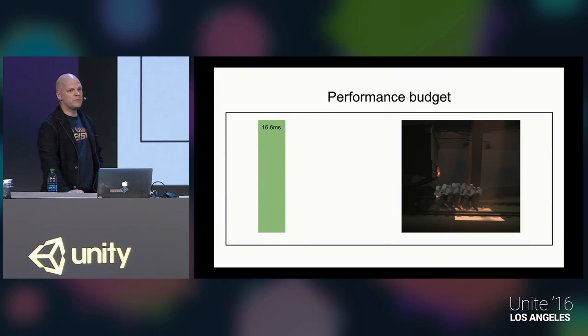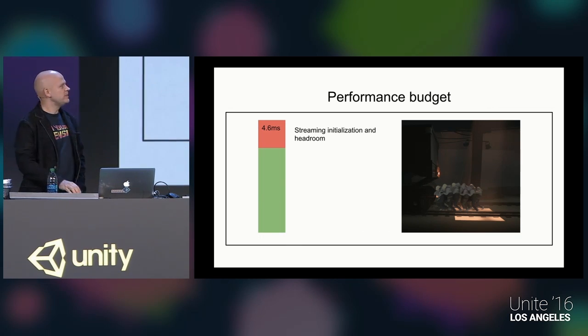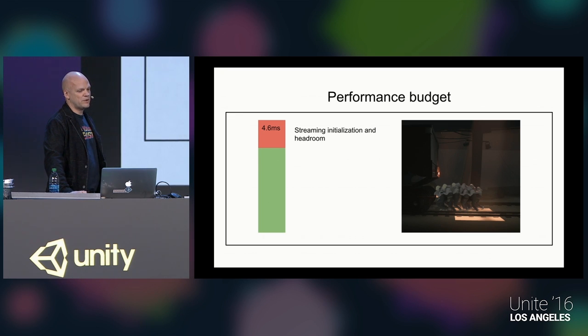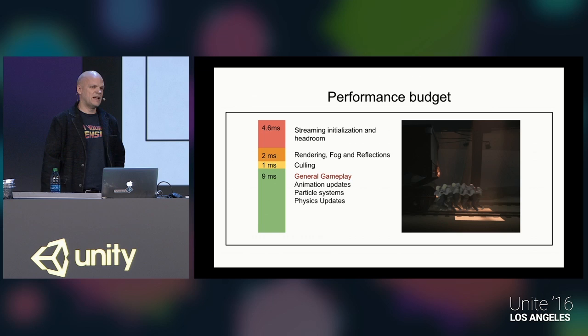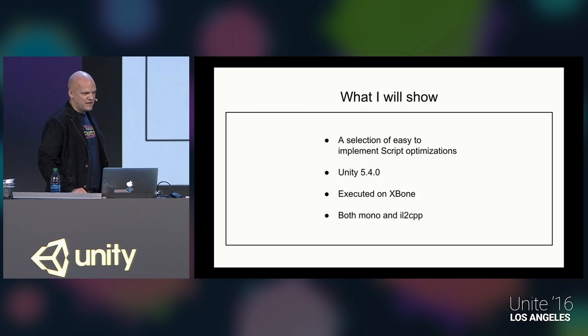We had this performance budget. We wanted 60 frames per second, and that means that with the streaming, we wanted 4.6 milliseconds for the streaming initialization and the headroom for eventual spikes that could occur. We wanted 2 milliseconds for rendering things like fog and reflections. We needed 1 millisecond for culling, and that left us 9 milliseconds for all the general gameplay and animation updates and particles and all the physics and everything else. So we needed to do a lot, especially in an area like here where we have 18 dudes running around after you, and we needed to do all that in 9 milliseconds. So that was a task.